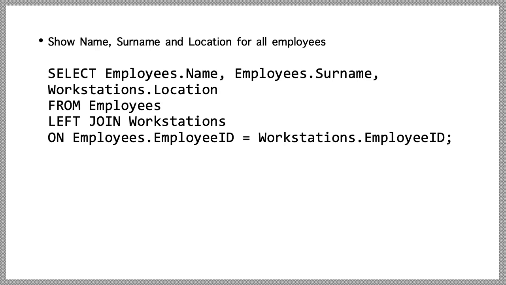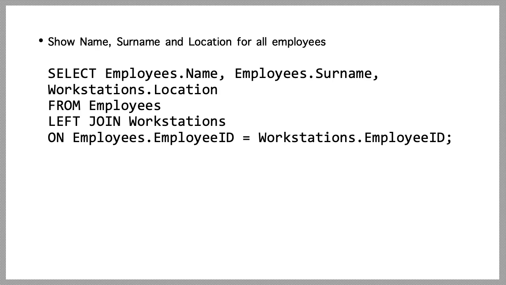Alright, so we start with name, but this time we have to specify from which table the field that we want comes from. So that's why we write employees.name, employees.surname, and workstations.location. This is because field names do not necessarily have to be unique. So you could have fields that are called the same with the same word in different tables. So this is to make sure that it is coming from the right table.